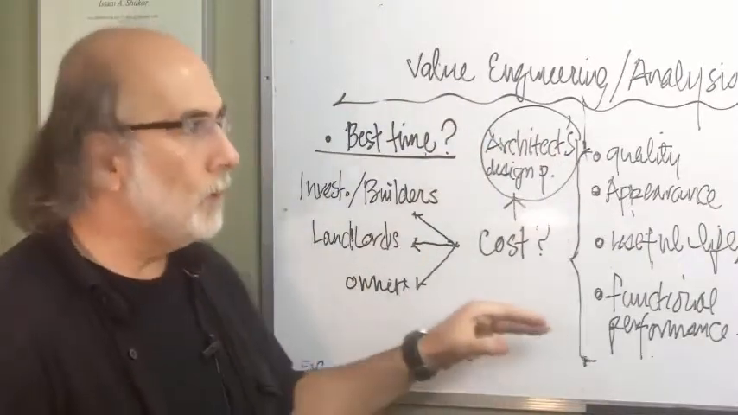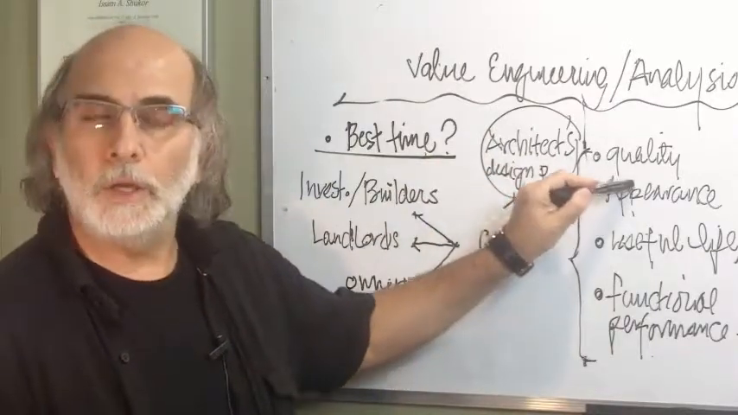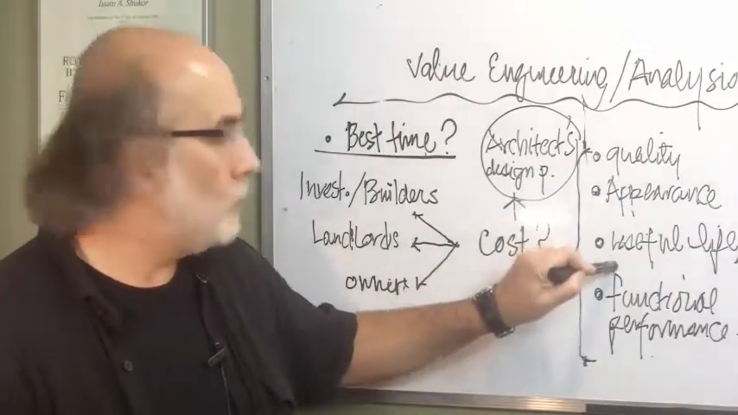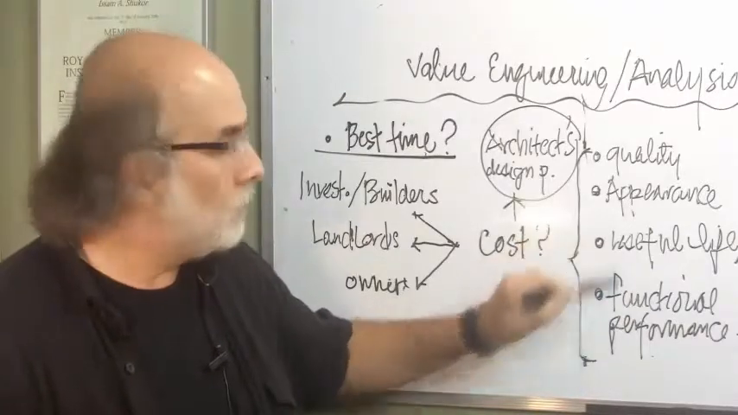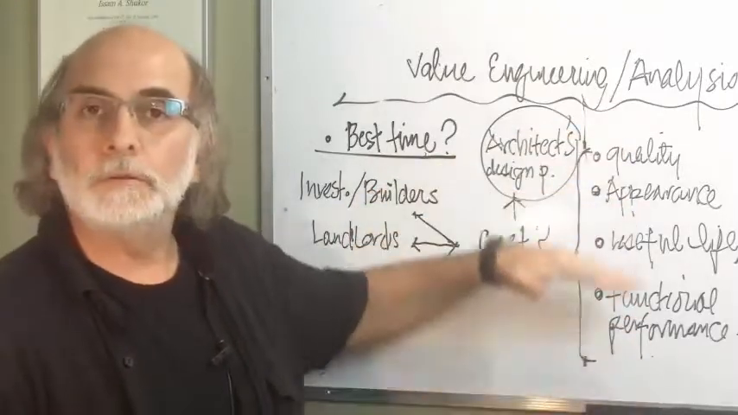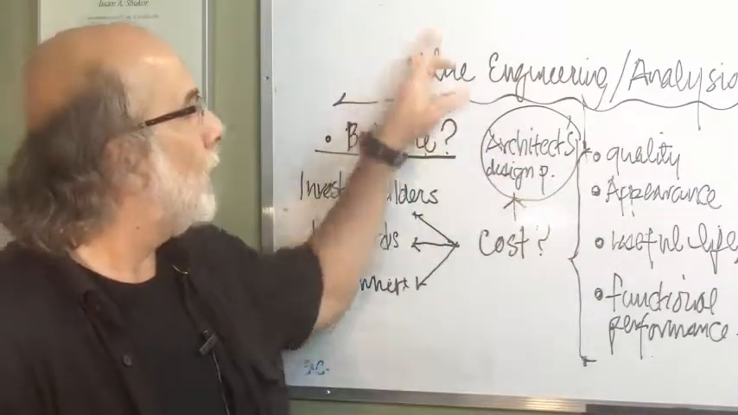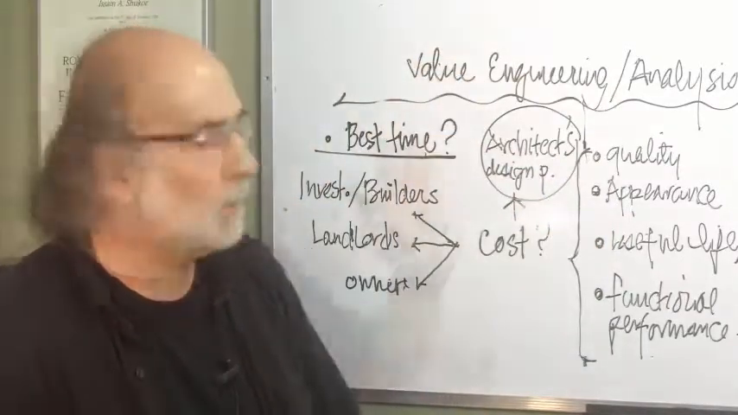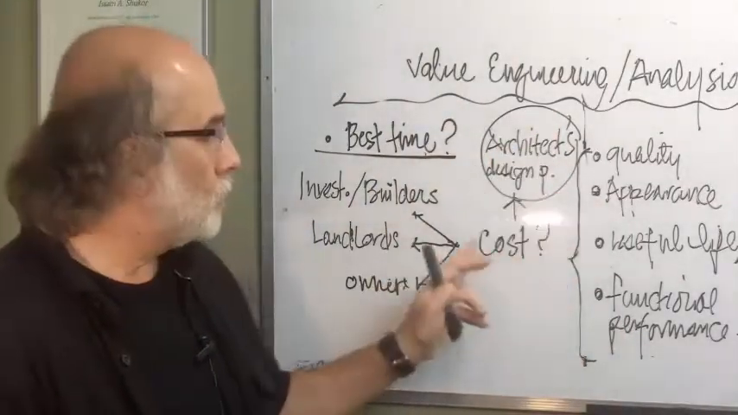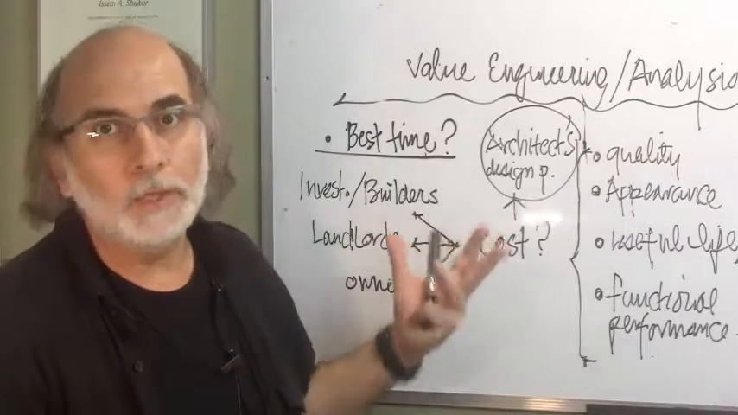Now let's review these qualities very quickly. A good design would have a good quality, a good appearance, a good use of useful life or life cycle, and a good functional performance. In other words, all of these items would be optimized in order to reach the maximum value that you're looking for in your design. If any of these have been decreased or increased in order to save cost, then this would be a process of what we call value engineering.